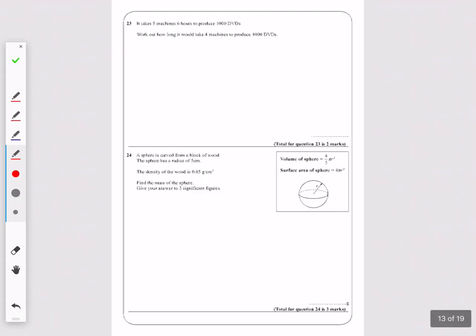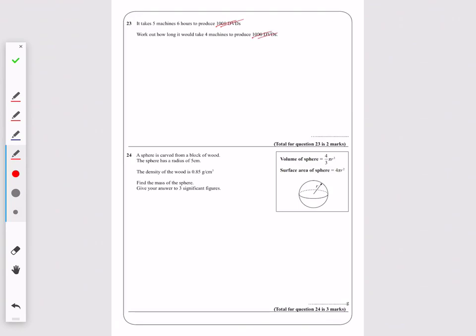Question 23. It takes 5 machines 6 hours to produce 1,000 DVDs. Work out how long it takes 4 machines to produce 1,000 DVDs. Now, the number 1,000 here gets a bit confusing. People think they need to use that. But 1,000 is just to show you that it's doing the same amount of work. So we can ignore the fact that it's making 1,000.